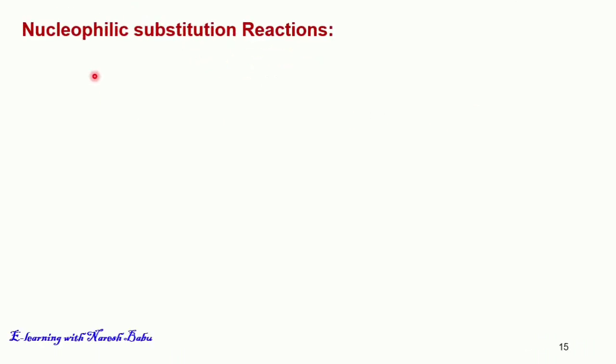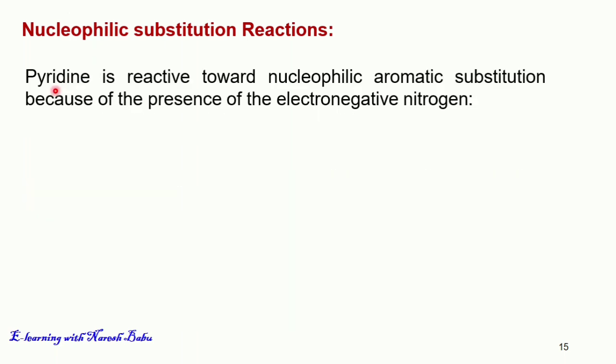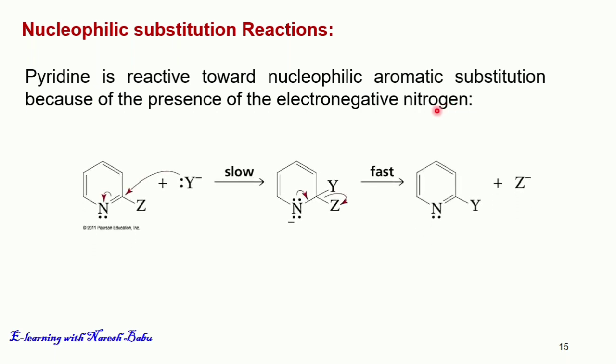And next we can see nucleophilic substitution reactions. So pyridine is reactive towards nucleophilic aromatic substitution because of the presence of electronegative nitrogen. Due to the electronegativity of nitrogen, the ring has electron deficiency. So nucleophilic attack will easily take place. Electrophilic substitution is somewhat difficult. Vigorous conditions need to be considered, but nucleophilic reactions happen easily.